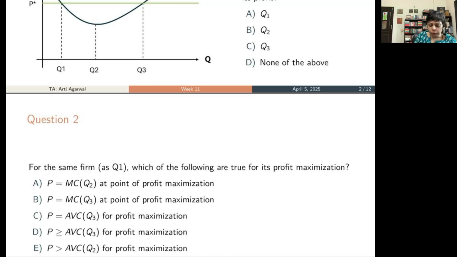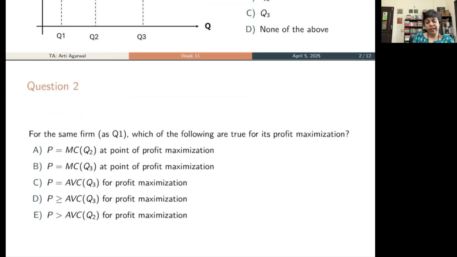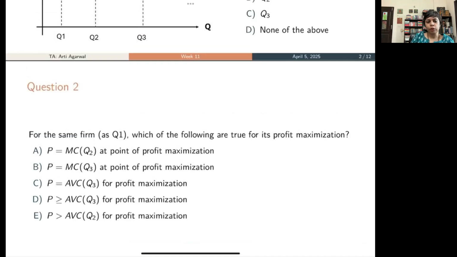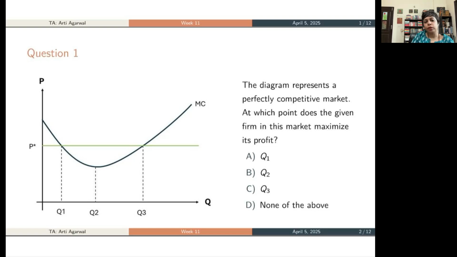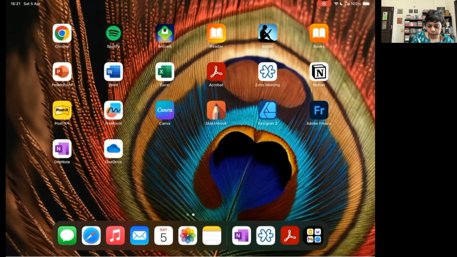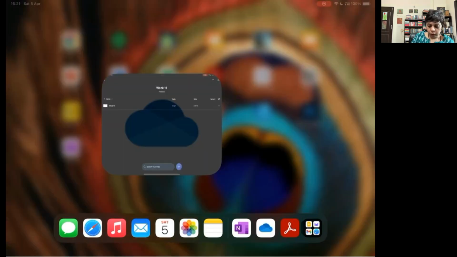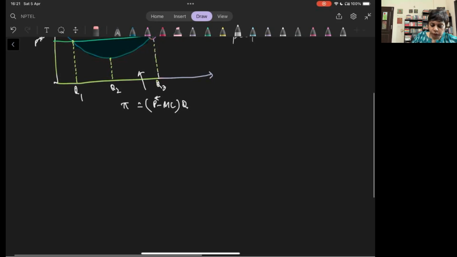Right now, for profit maximization, P is equal to average variable cost at Q3. Now, I think both could be correct because generally, marginal cost is equal to average variable cost at that point Q3, and it could be that that is the point at which the average variable cost curve is intersecting the marginal cost curve, or it may not be. Let me explain what I mean by that. I don't want to mess up this diagram, so let me just draw this again.